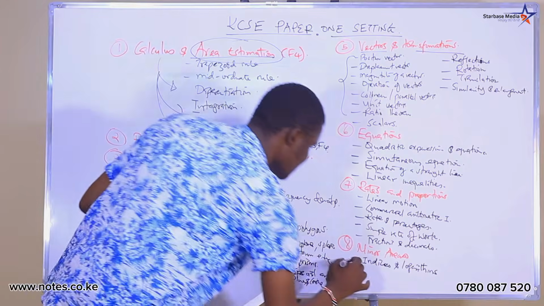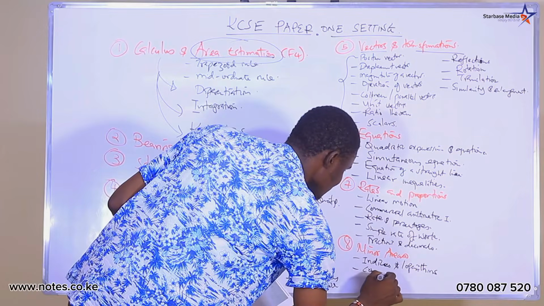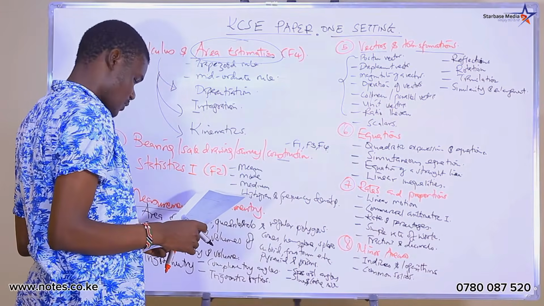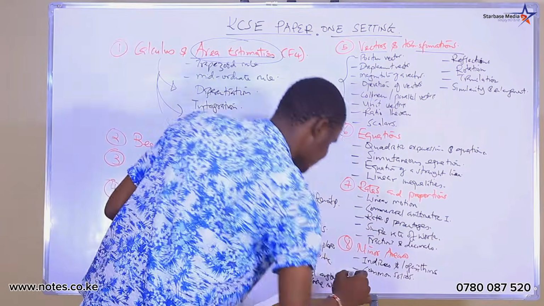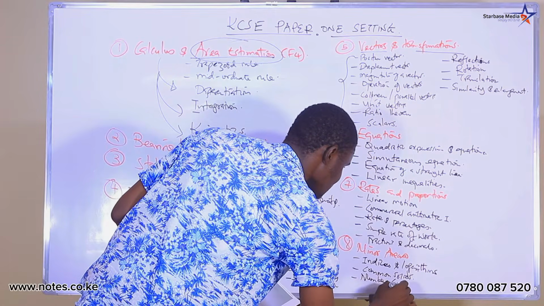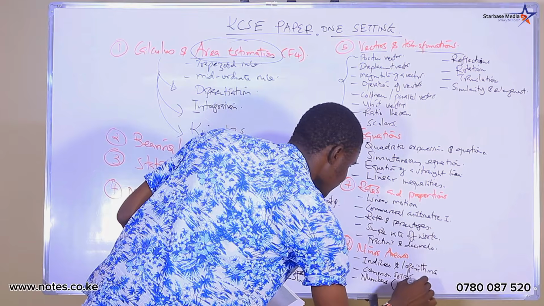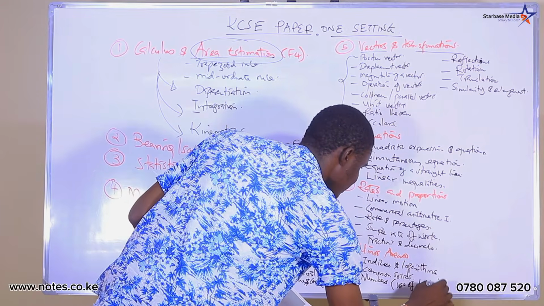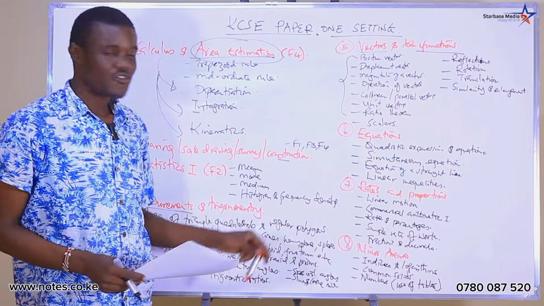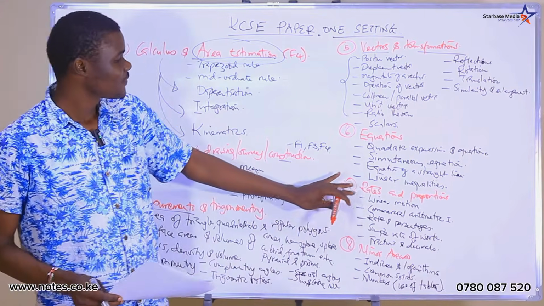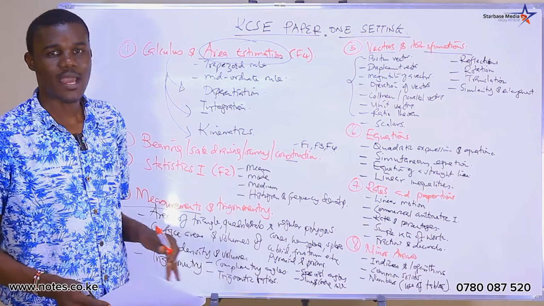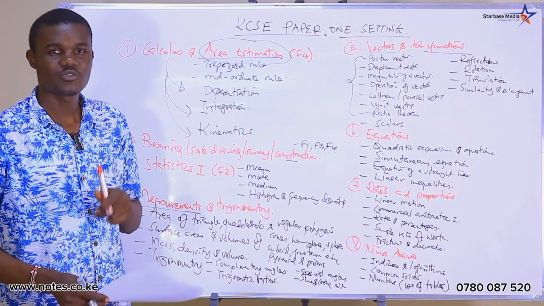We have common solids, where you draw the nets and what have you. We have the use of tables. So if you look at these areas keenly, then you're very sure that everything you're going to meet in paper 1 is what you actually prepared for.